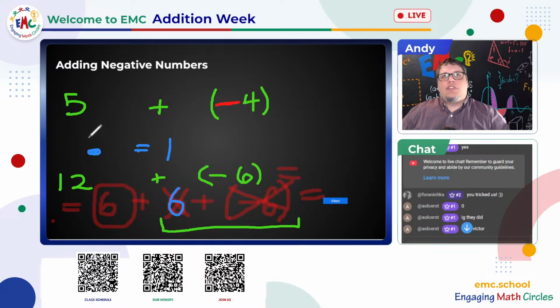So your 6 is like my 6 blue dots, and your -6 is like my 6 red dots. Together, they give you nothing. They eliminate each other, so we're left with +6.